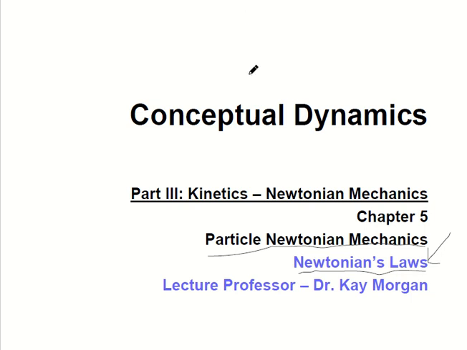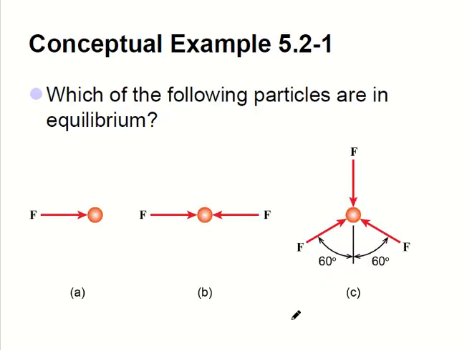Okay, I'm going to continue the second part of your Newtonian mechanics. So second part, we're going to continue from this example 5.2-1. Here you are given three situations. Which of the following particles, particle 1, particle 2, particle 3, is in equilibrium? You have to decide which one of them.